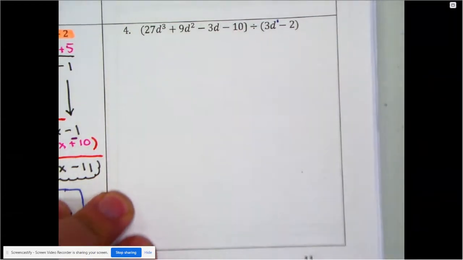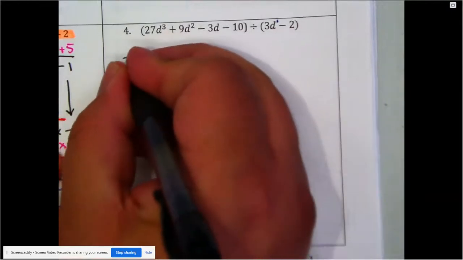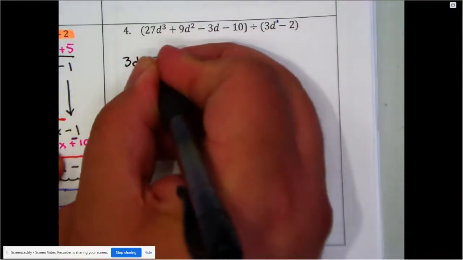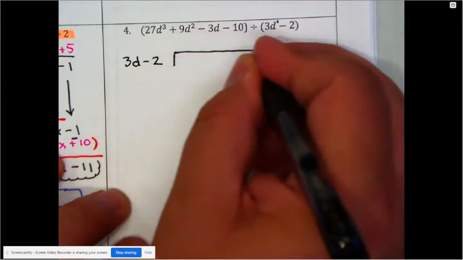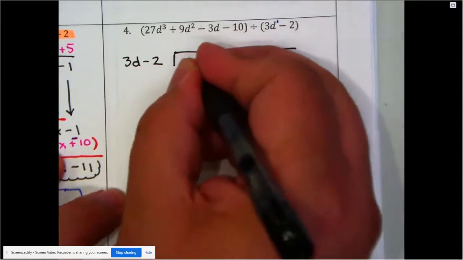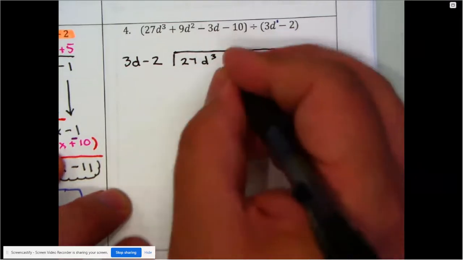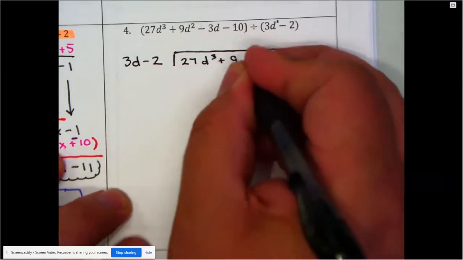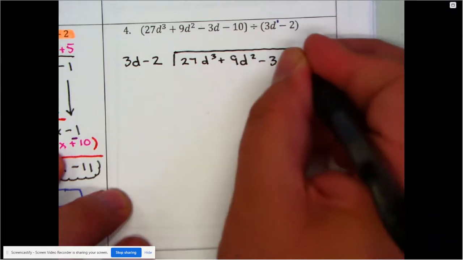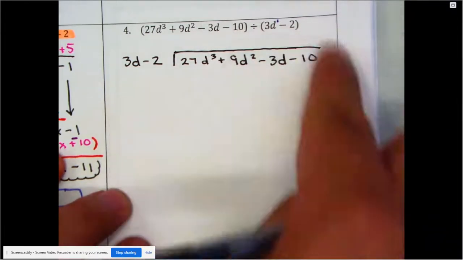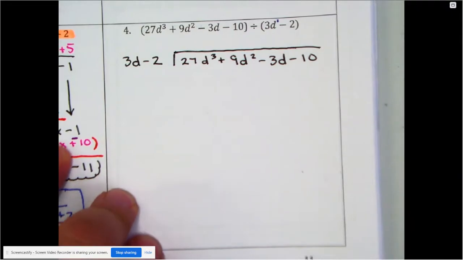Then let me start getting it ready for long division. 3d minus 2. And then, of course, I go 27d to the third plus 9d squared minus 3d minus 10. Always do a quick check. Make sure you copied everything accordingly there. You don't want to mess up on a power or anything.